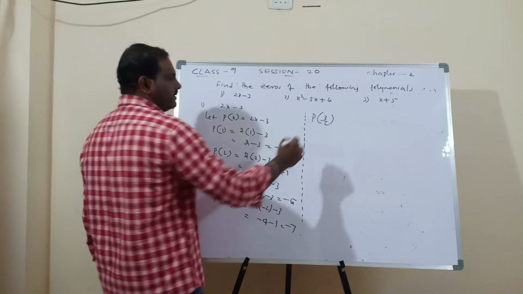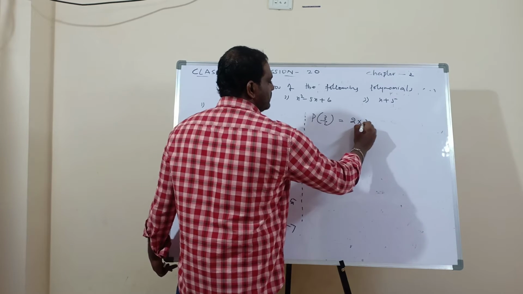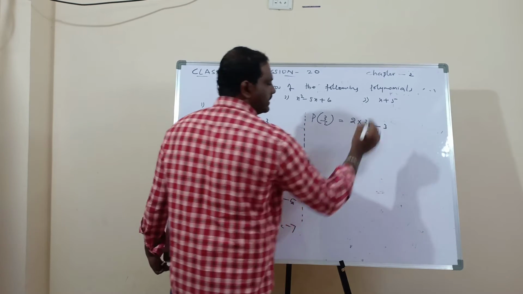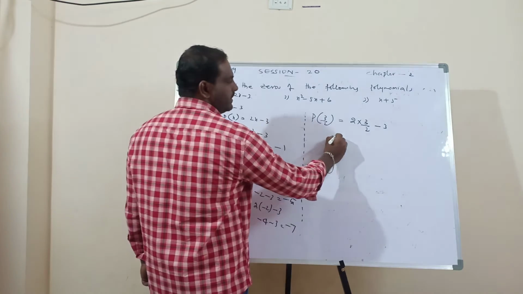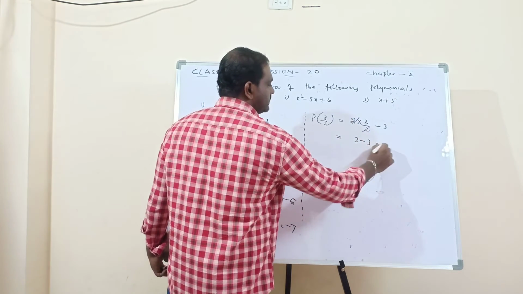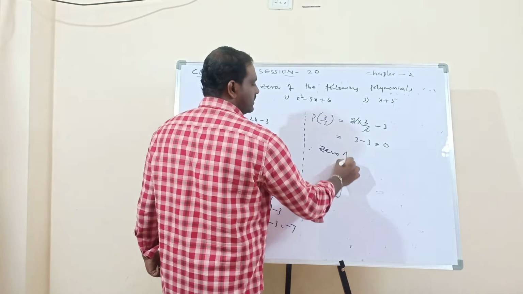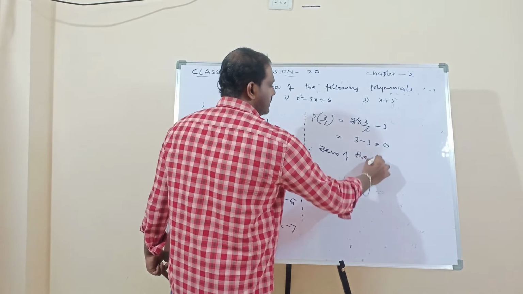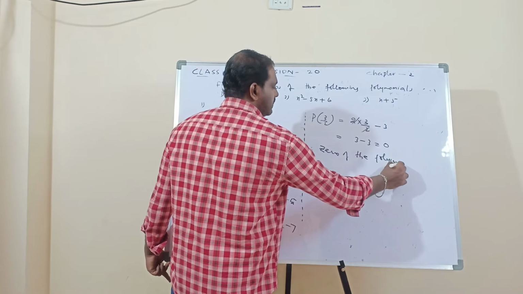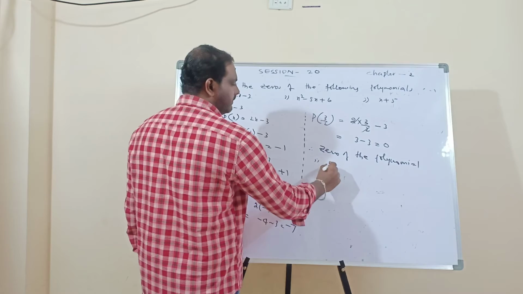What happens? What is 2x? 2x means 2 into x. 2 into 3 by 2 minus 3. What is 2 into 3 by 2? The 2s cancel, you will get 3 minus 3, that is 0. So therefore the 0 of the polynomial is how much? P of 3 by 2.